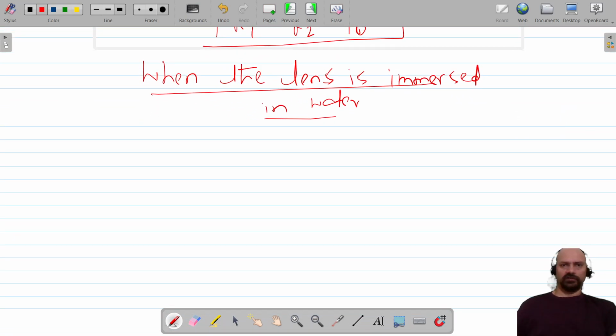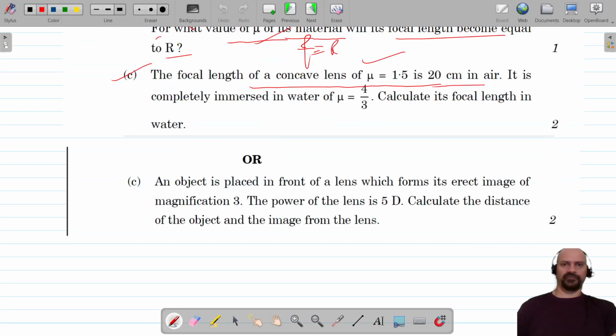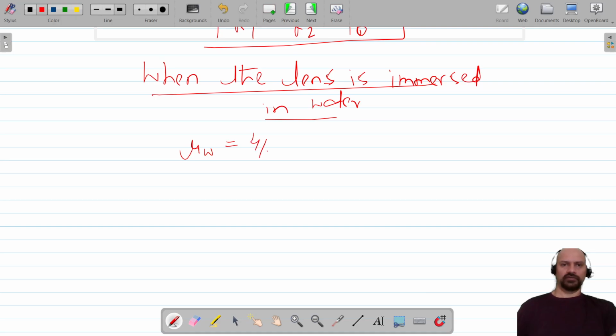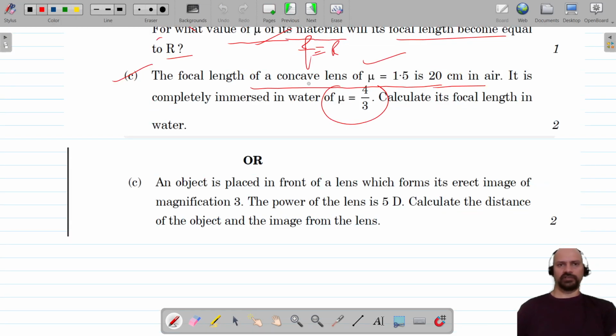So when the lens is immersed in water, here the refractive index of water is given, which is 4 by 3, and previously the refractive index in air was 0.5. Focal length of a convex lens of nu is 20 refractive. This is the refractive index of the glass, of the material of the convex lens in air.